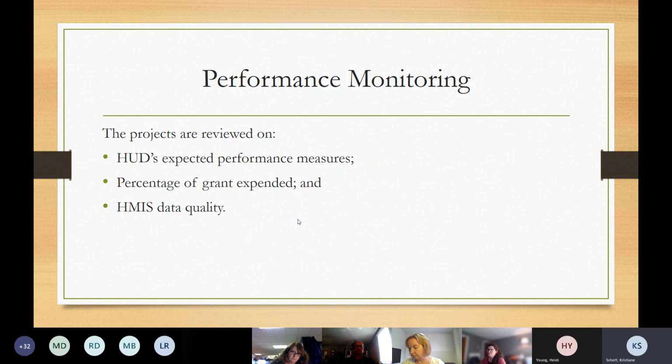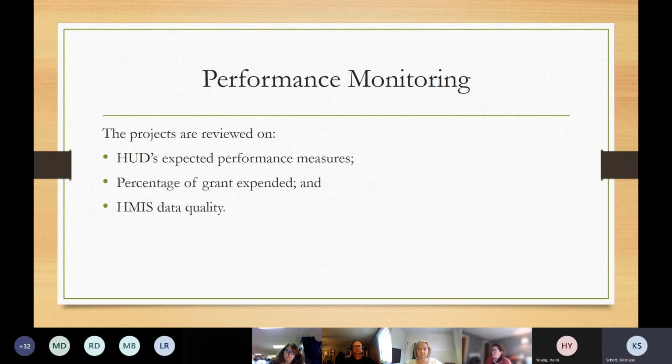increased program participants' earned income, unearned income, participants' ability to obtain non-cash mainstream benefits, the percentage of the grant that was expended for the last full operating year, and the percentage of HMIS clients or comparable database clients that had null or missing values for each of the required HUD universal data elements. Each project was reviewed on their timeliness of data entry into HMIS or comparable database, and also whether or not there was an annual performance report submitted to HUD before the 90-day deadline.